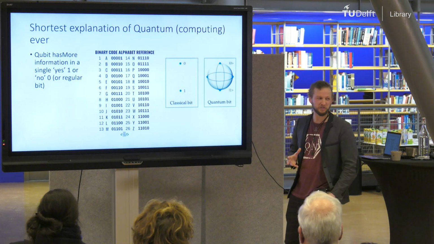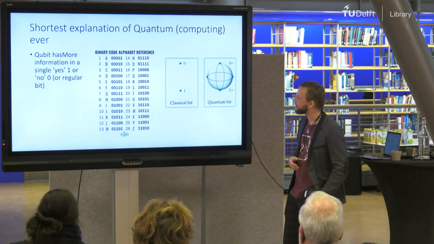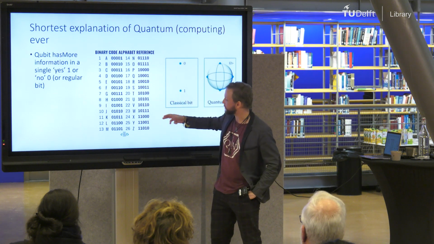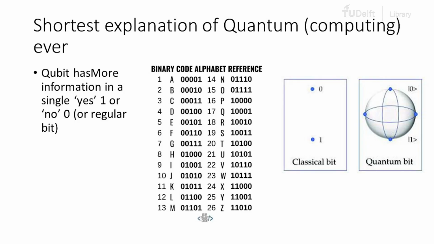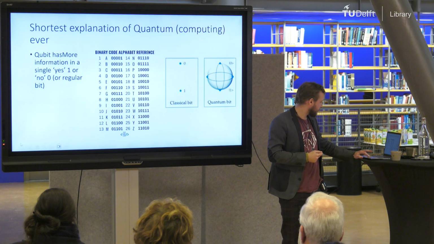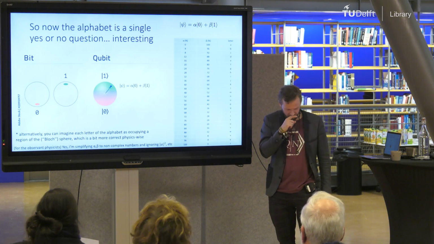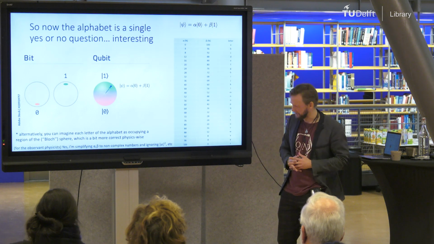A regular bit, you could consider it sort of a yes or no question. I could communicate a letter of the alphabet if I just say, well, W is yes, no, yes, yes, yes. So there's a unique code for every letter of the alphabet, and I could communicate a letter in yes or no questions. And this is where I love quantum computing, because now the entire alphabet is a single yes or no question. Allow me to explain it a bit.